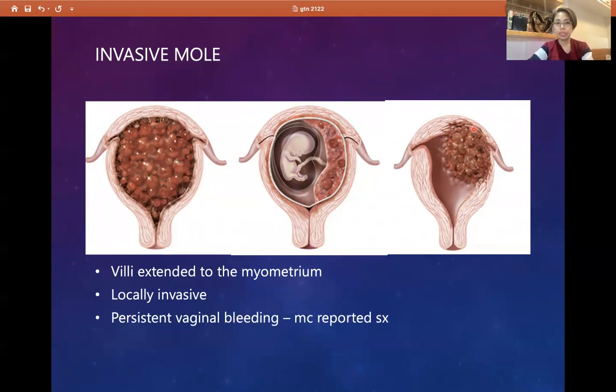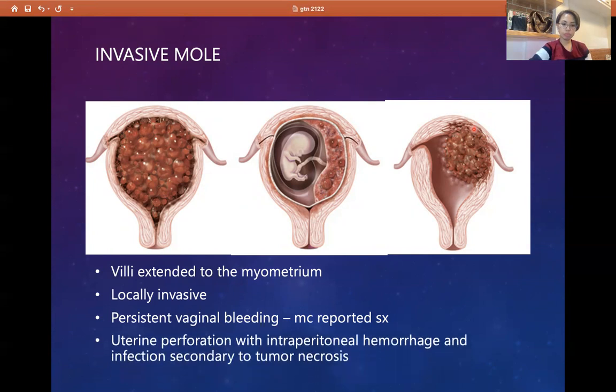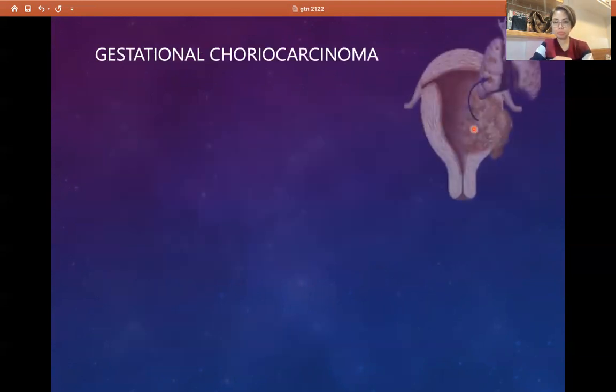The most common reported symptom of invasive mole is persistent vaginal bleeding after a pregnancy. There can be uterine perforation with intraperitoneal hemorrhage and infection secondary to tumor necrosis in invasive mole.